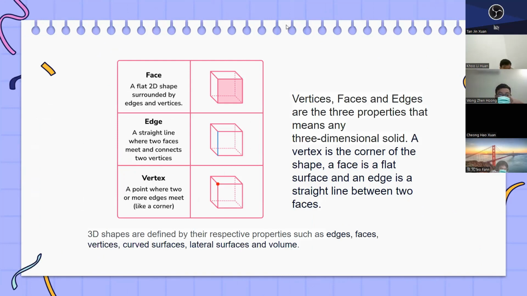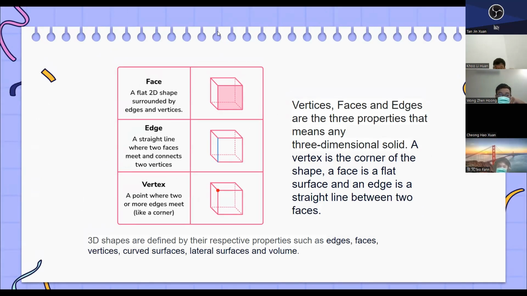Okay, the face, a flat 2D shape surrounded by edges and vertices. Face of a shape. The edge is a straight line where two faces meet and connects two vertices. Yeah, basically the line of the shape. Vertex, a point where two or more edges meet like a corner, so it's like a point, yeah.